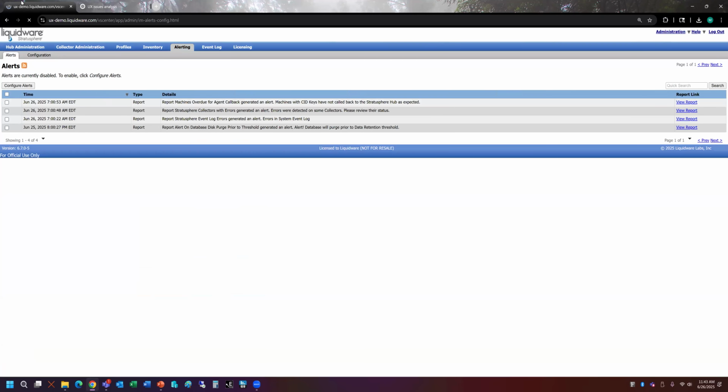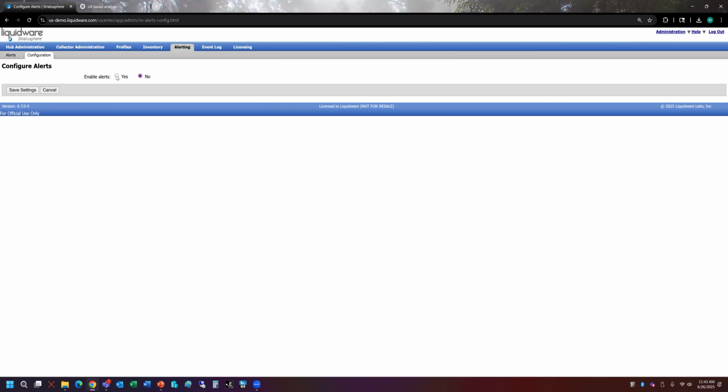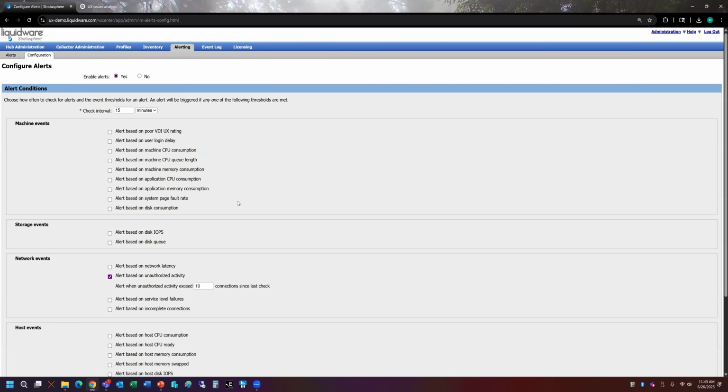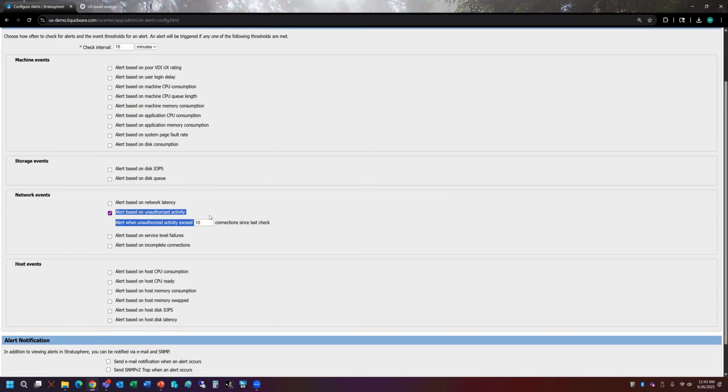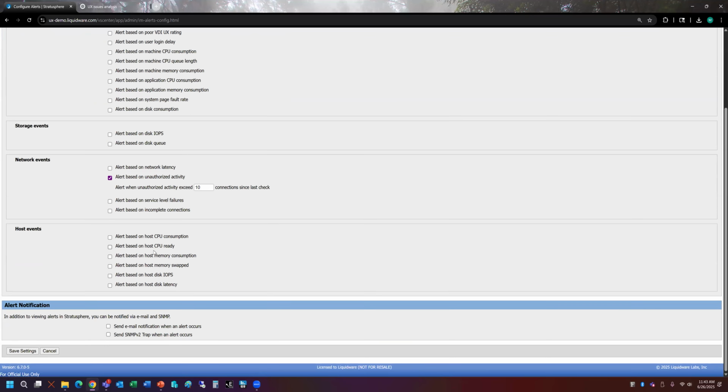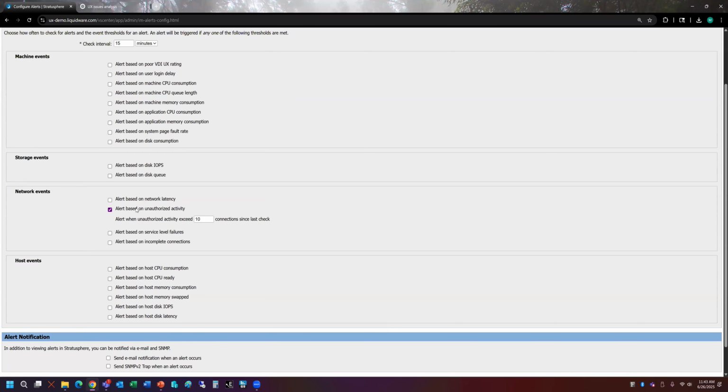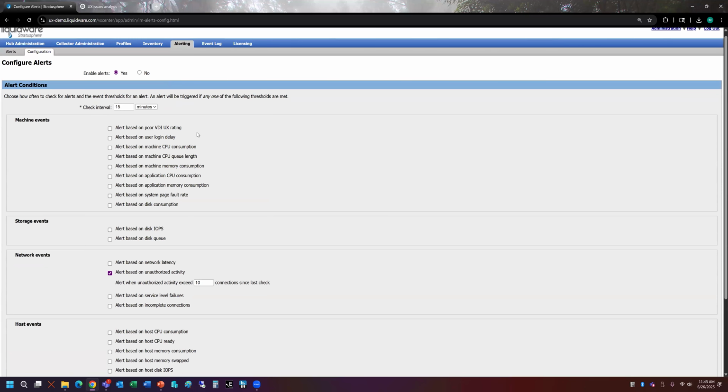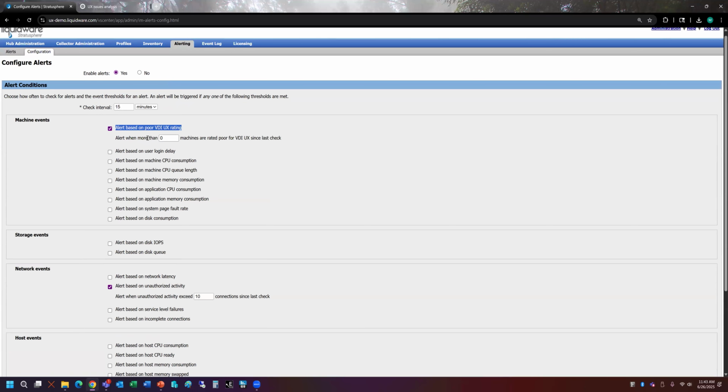Now, the alerting section has a lot of different functions to it. So there's a lot of things that we can do. We can alert based on, for example, unauthorized activity, network events, host events, disk IOPS, machine events. The one that I care about is this one right here. So if I want to turn on predictive analytics, I need to turn on alert based on poor VDI UX rating. And the number that goes in this box is 1% of the user base.